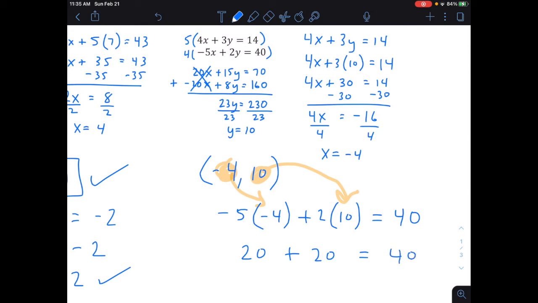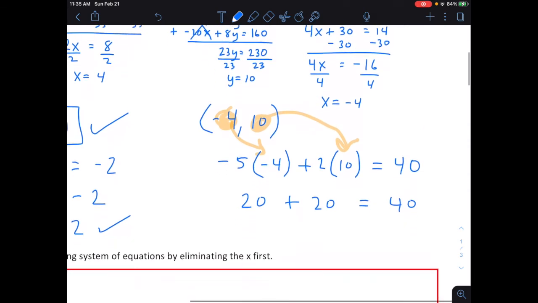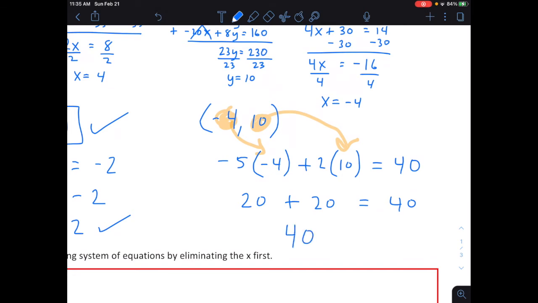Well, that's not too bad. You got two $20 bills. How much money do you have? 40 bucks. So 40 equals 40. So we can check that off. So we know this is right.